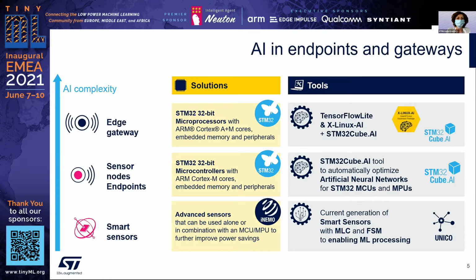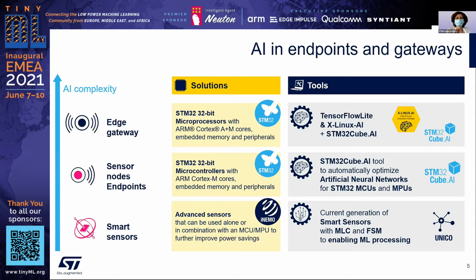Then we also have the sensor nodes and points. As we said, there is the possibility to run AI algorithms on the STM32 microcontroller family. In this case, we have a very well-known tool, the STM32Cube.AI, that gives the possibility to automatically optimize artificial neural networks in this piece of silicon.